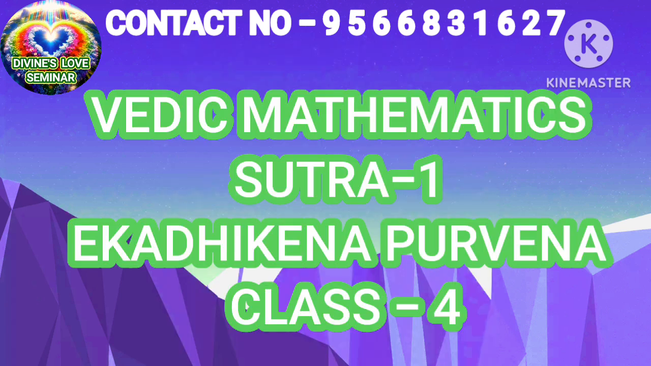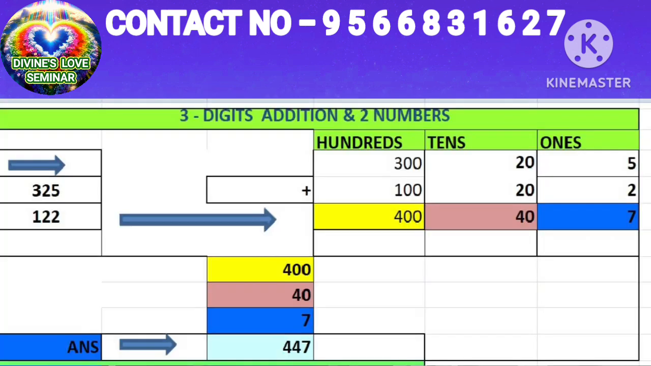Vedic Mathematics Sutra 1, Ekanyunena Purvena, Class 4. In this video, Vedic Mathematics speed calculation, I am going to teach you all 3-digit addition numbers. See the image: 325 plus 122. Focus on the ones place and tens place.